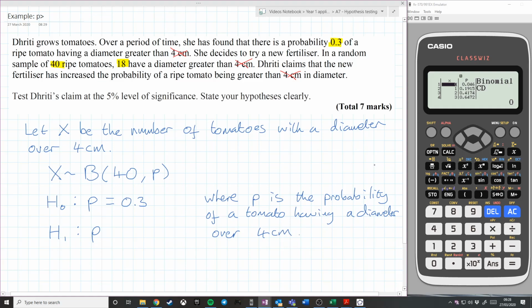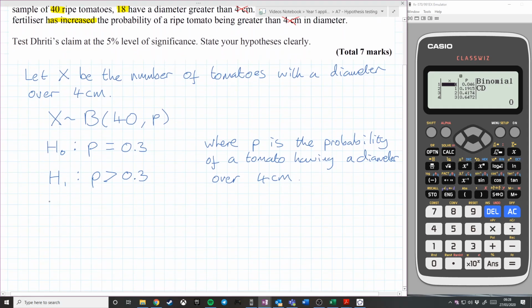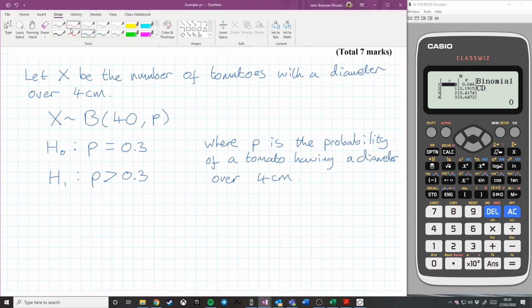Okay, so what was it? What tells us what the change is? Well, it has increased. So we're going to go with greater than 0.3. Greater than 0.3. So let's have a look. What's the next part of the test? We've set it up. Now we're going to do the actual test.